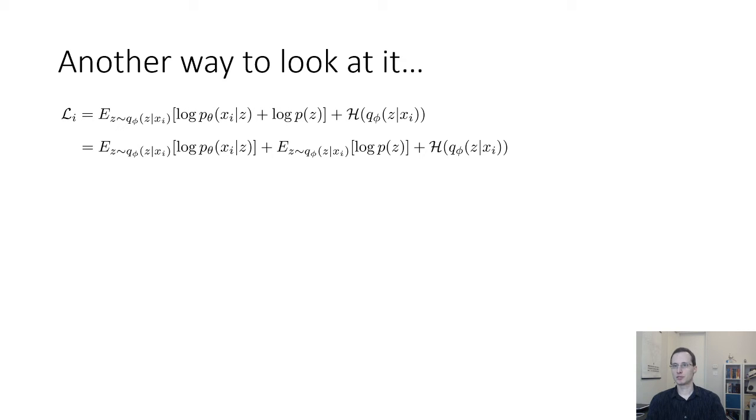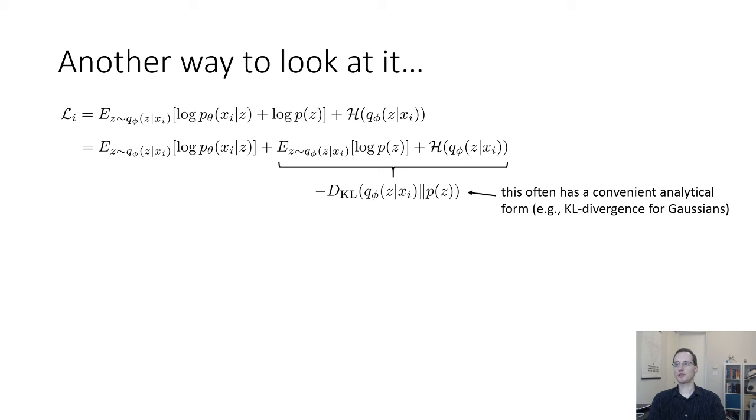What we'll do is we'll take the first term and break it up into two parts: an expected value under q phi of log p theta and an expected value under q phi of log p. The reason I broke it up that way is because theta only enters into the first term. The second and third terms are independent of theta. In fact, if we group the second and third terms together, we'll notice that it's just the negative KL divergence between q phi of z given xi and the prior p of z.